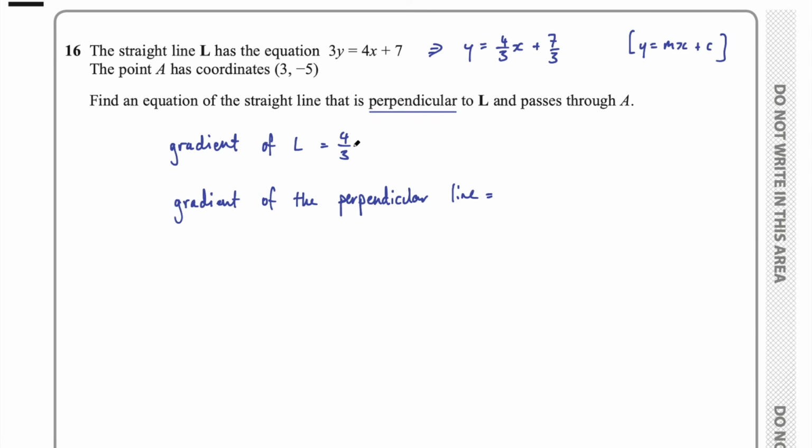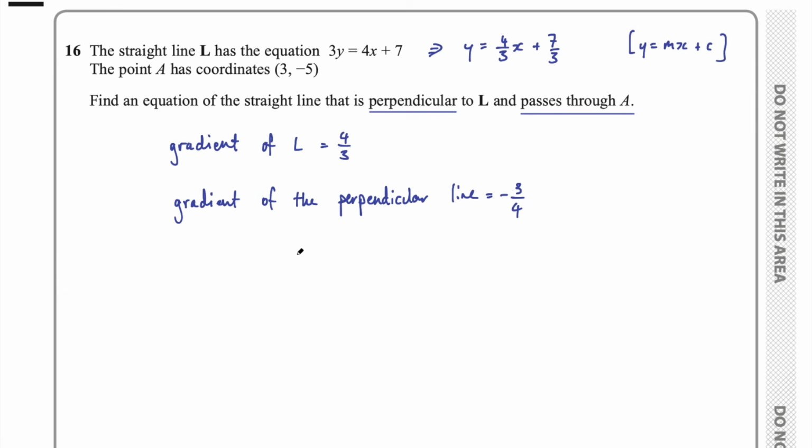is the negative reciprocal. What that means is you take this fraction, whatever it is, you flip it, and you make it a negative. So it's going to be negative 3 on 4. That's something you need to know for GCSEs. So we know the gradient of that line. We also know a point on the line because it says it passes through A. And they tell us the coordinates of A.